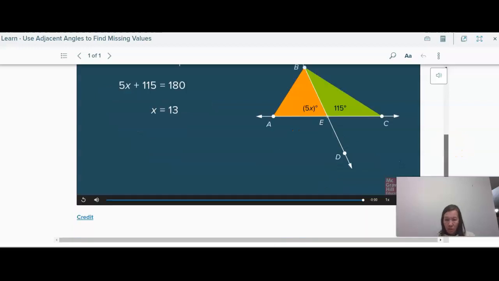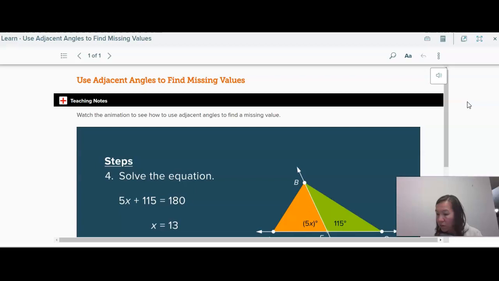Is that all they wanted you to do, was solve the equation to find the value of x? All right, so I would have gone a step further and said that this angle has to be 5 times 13, or what is that? 65 degrees. So let's look at some examples because they're not always going to form a straight line.